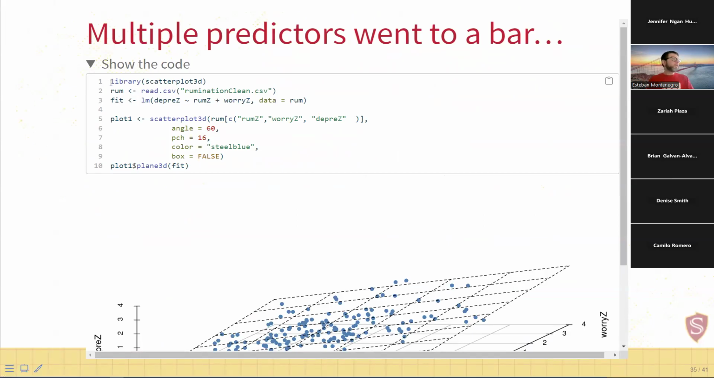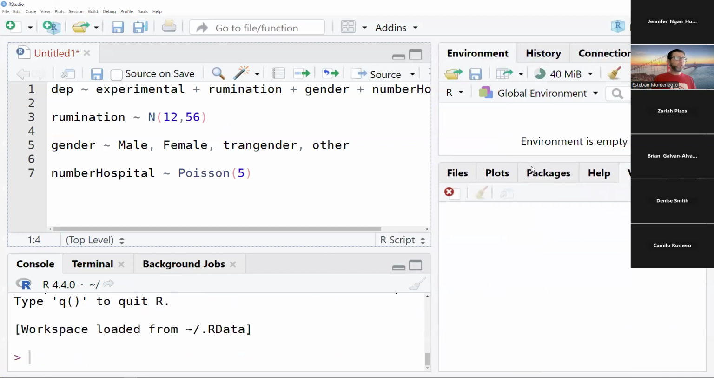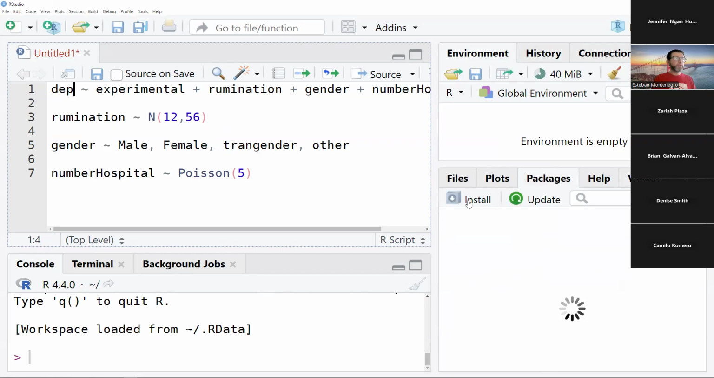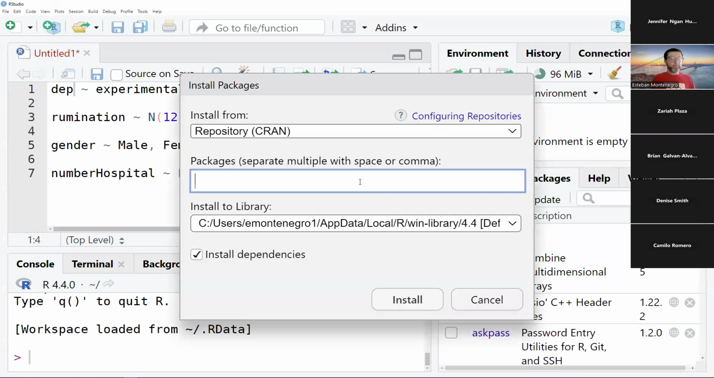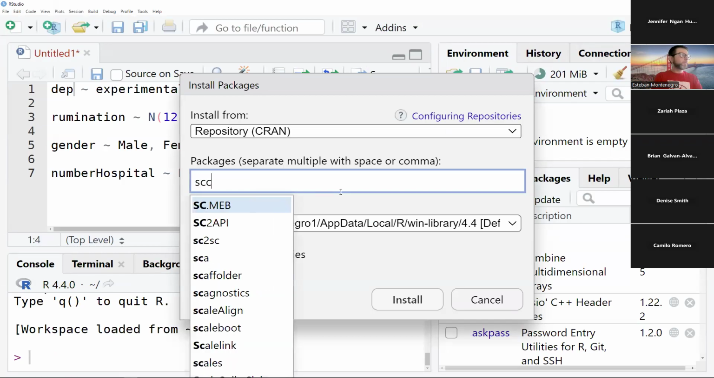Remember, if you see the function library at the top of my code, it's because that's a package that I'm using. And most likely, you don't have it in your computer. If you want to run this code, you will need to have this package installed in your computer by using install.packages, or on RStudio, remember that you can install new packages in an easy way. You can go to the Packages tab right here, and then click Install, and you type the package that you want to install. In this case, what was the name? Scatterplot3d.